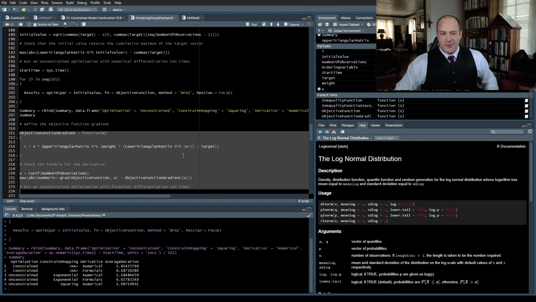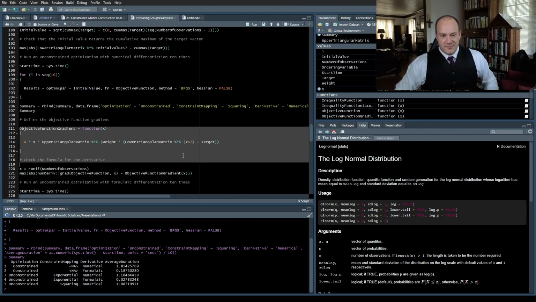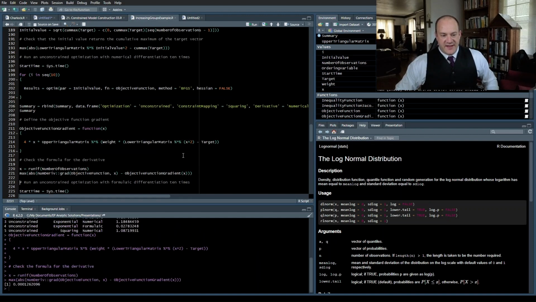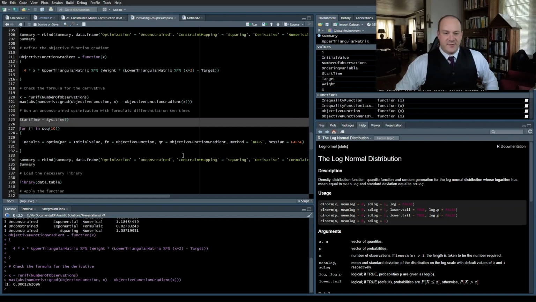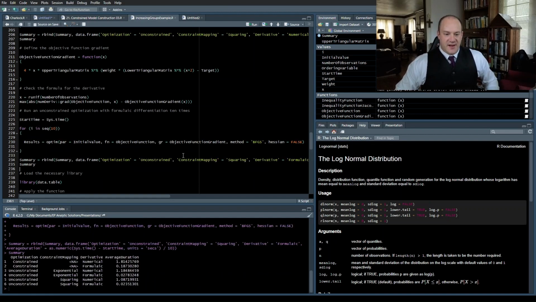Now we'll do our gradient. Check that. All right, things look good. Now we're going to use the squaring constraint mapping. Let that run. Okay, so there you go, and we got a slight improvement there, 0.023 versus 0.027.